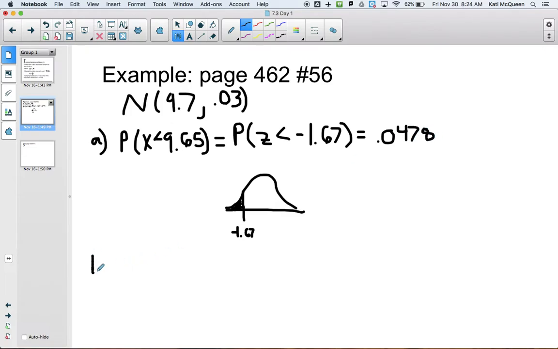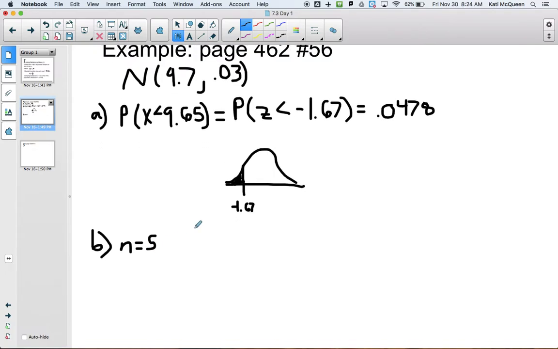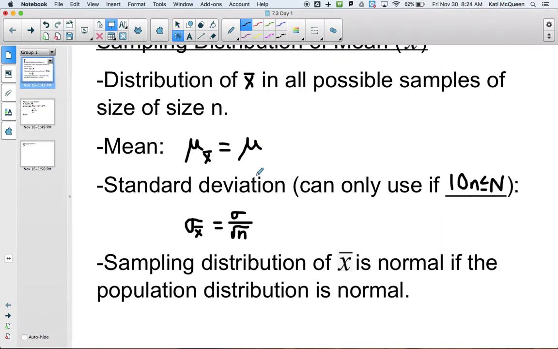Okay, let's look at part B then. They say now we're taking an SRS of 5 boxes. So I'm going to record that n equals 5 because 5 is my sample size. What is the probability that the mean amount of cereal x bar in these boxes is 9.65 ounces or less? So this is not looking at the individual box. They're going to weigh all 5 boxes, and then they're going to calculate the average of those 5. So what we want to think about is how would that vary if we were to do that for many, many boxes? And that's where this information comes in.